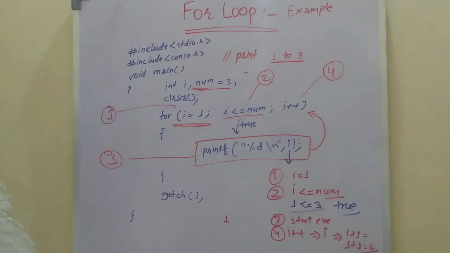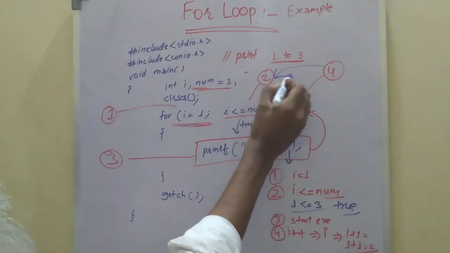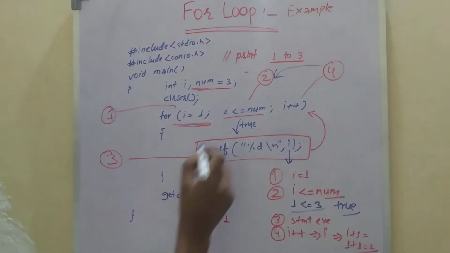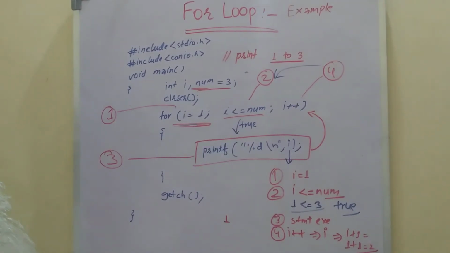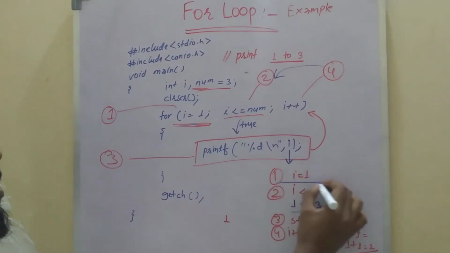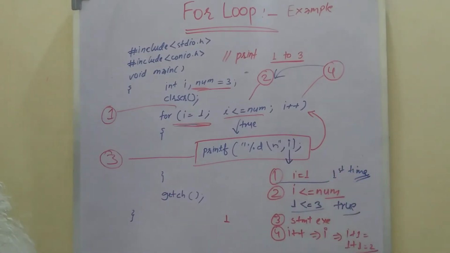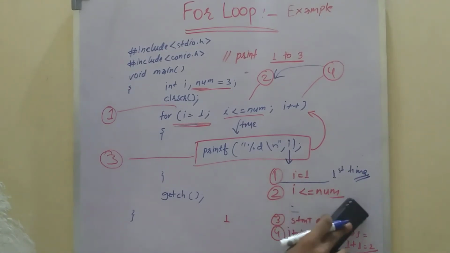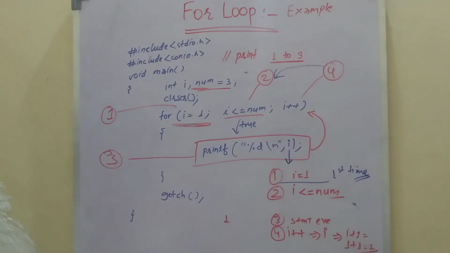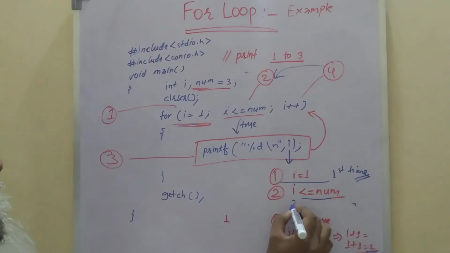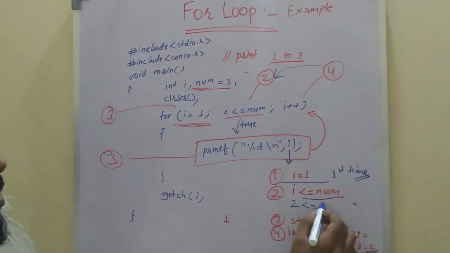After the fourth step, it will not initialize again. It will go to the second step and check the condition, i less than or equal to num. Initialization happens only for the first time. Now the condition is i less than or equal to num. The i value is 2, so I will check 2 less than or equal to 3.